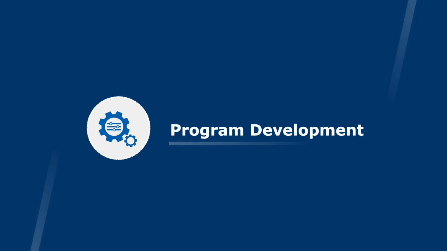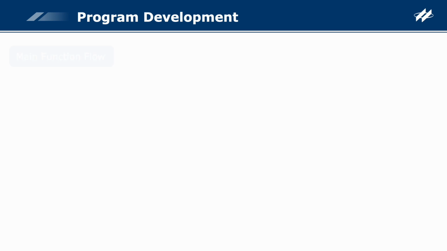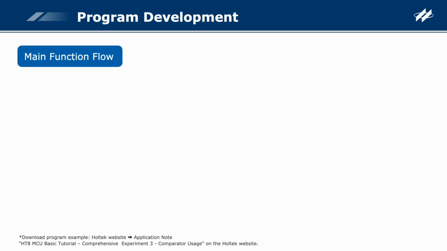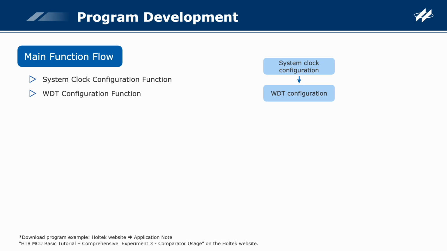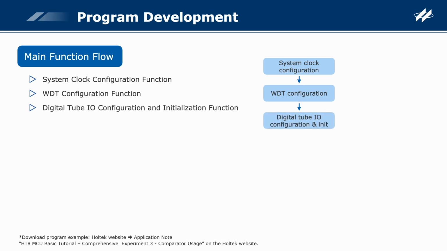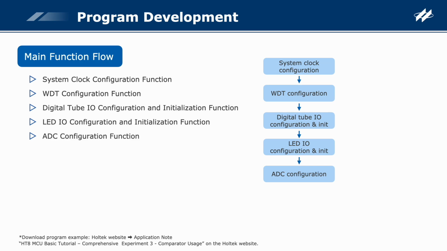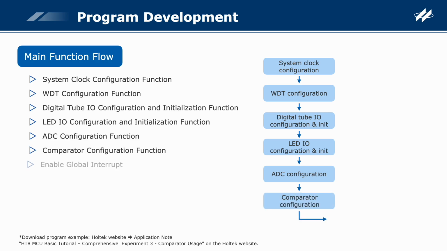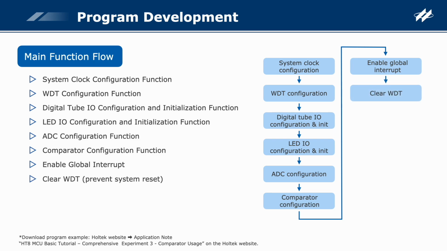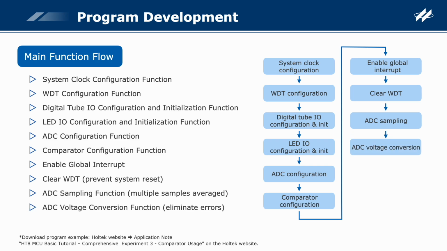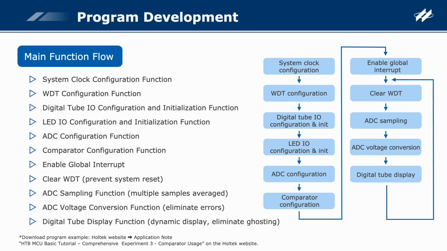Program development. Now, let's look at the workflow within the MCU's main function. It includes the following steps in order: system clock configuration, WDT configuration, digital tube I/O configuration and initialization, LED I/O configuration and initialization, ADC configuration. Comparator configuration. Enable global interrupt. Clear the WDT. ADC sampling. ADC voltage conversion. And finally, digital tube display.